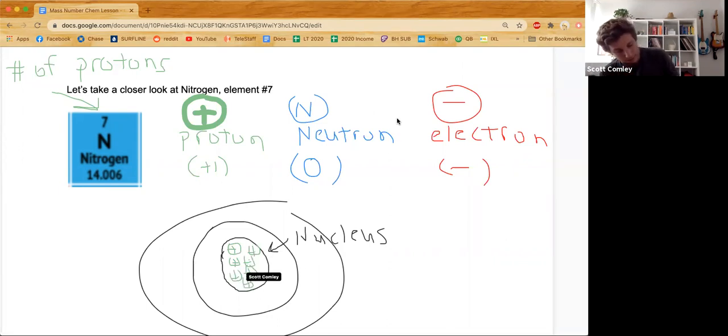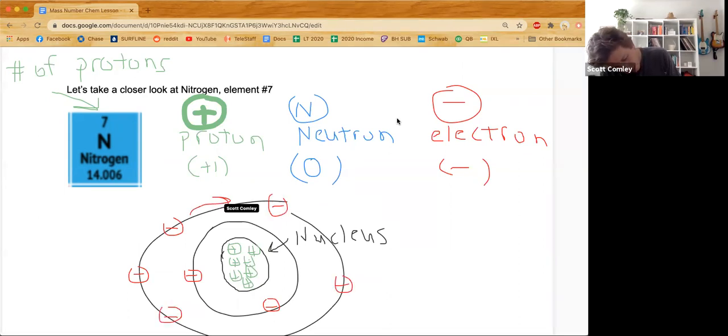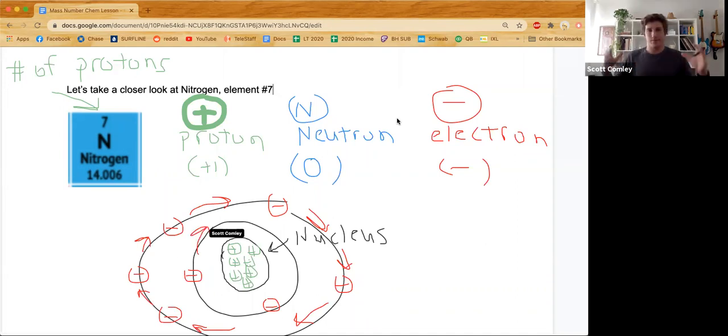I'm also going to put 7 electrons on the outside, because if it's nitrogen by itself, it's going to have the same number of protons and electrons. So 1, 2, 3, 4, 5, 6, 7. And these are swirling around. There's a whole huge chapter on where they are, called an electron cloud, but we don't need to get into that quite yet.